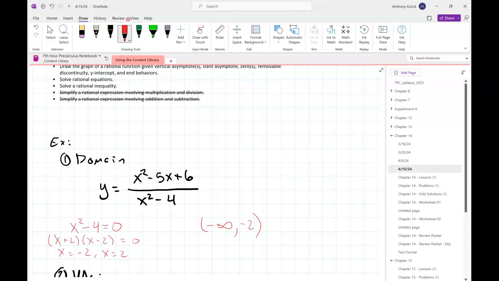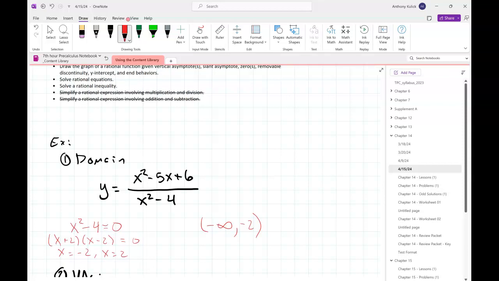What is the difference between parentheses and brackets in interval notation? A bracket would mean that number is included in the domain. A parenthesis would mean it's not included in the domain. Why don't I want to include negative 2?